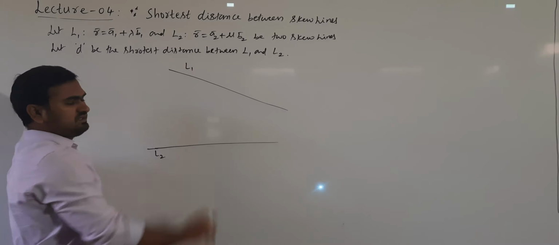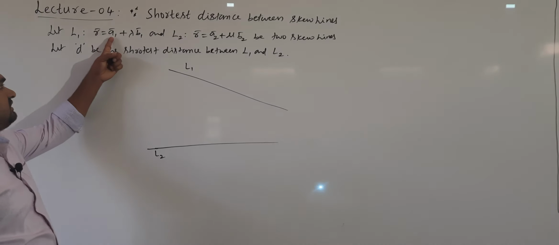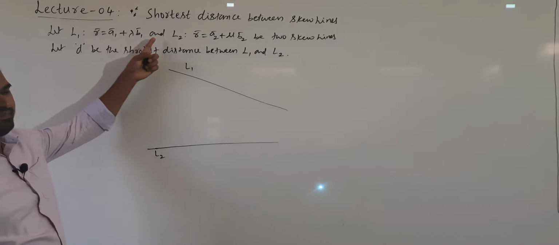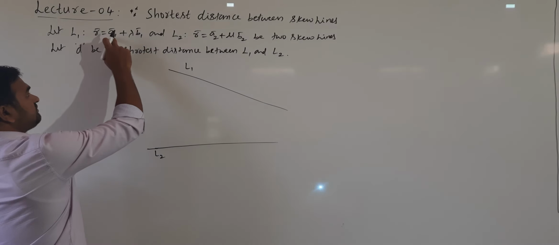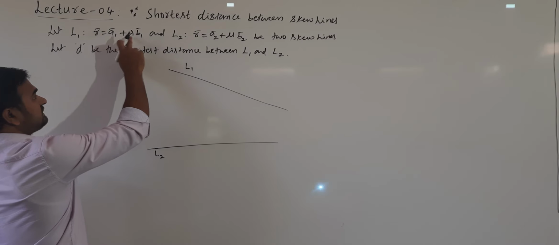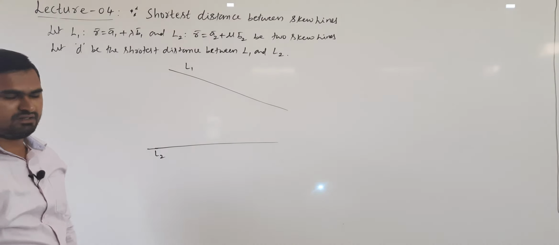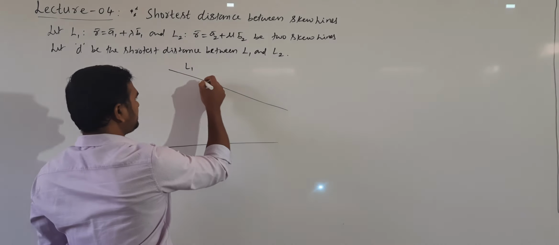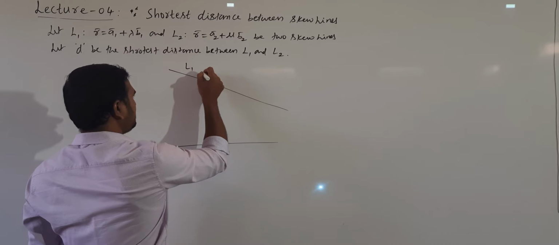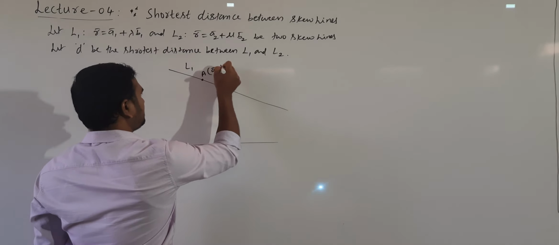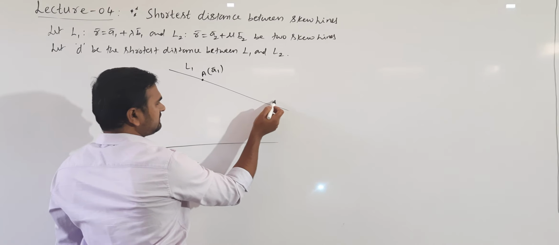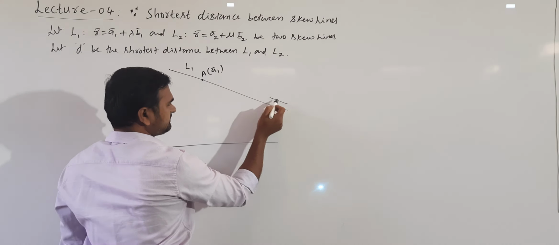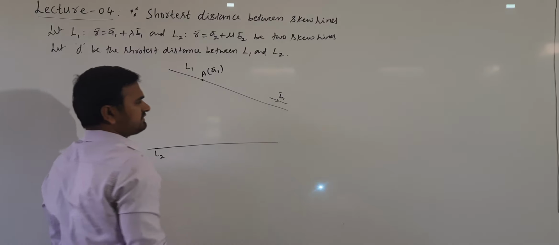Now what is L1 here? r bar equals a1 bar plus lambda b1 bar. So what is the meaning of this? It is passing through the point with position vector a1 bar and parallel to the vector b1 bar. So the first line is passing through the point, suppose A, with position vector a1 bar, and it is parallel to the vector b1 bar.